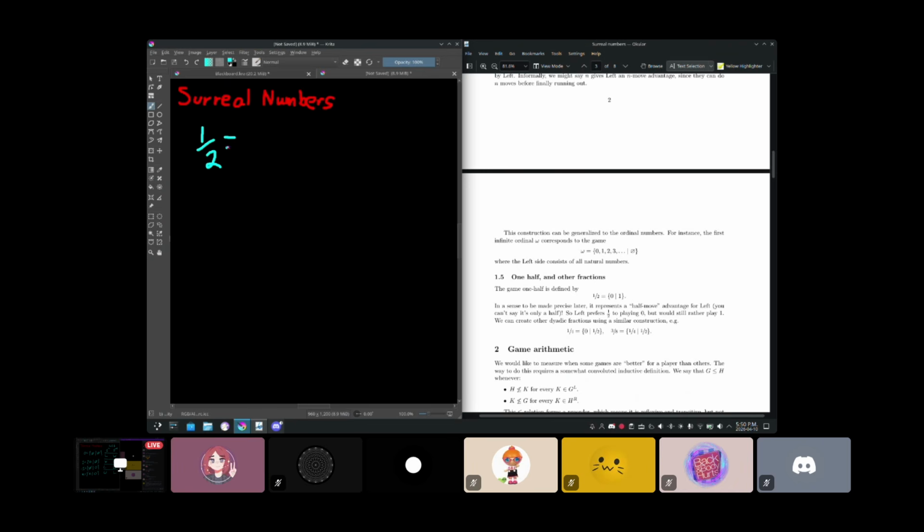But maybe it makes more sense if I just write it down. 1/2 we define as this game. Left has 0 as its only potential move, and right has 1 as its only potential move. So what happens if we play this one, huh? Anyone want to play with me?